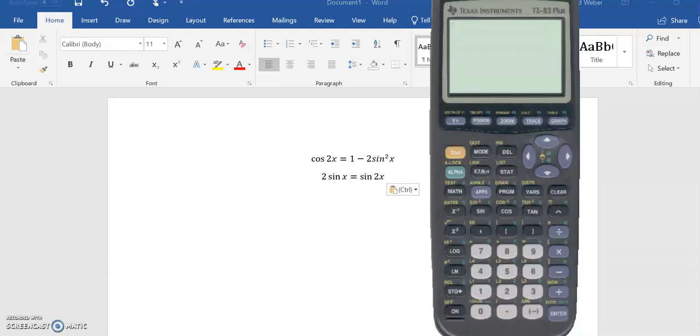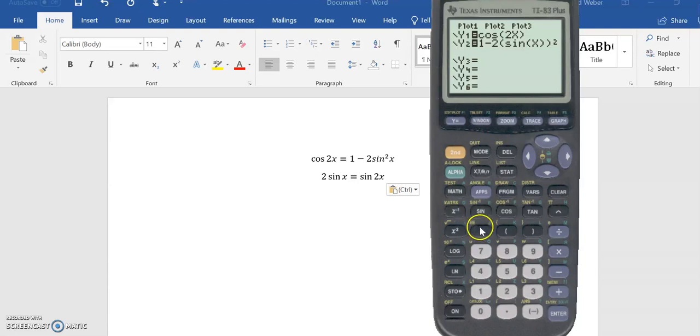Okay, I'm going to show you two methods to verify trig identities on your TI. The first is graphical. So you can see this first one here. I'm going to put in this first one. In Y1, I'm going to graph cosine 2x. And then the second one, I'm going to put the other half of it: 1 minus 2, then parentheses, sine x, and parentheses squared. There we go.